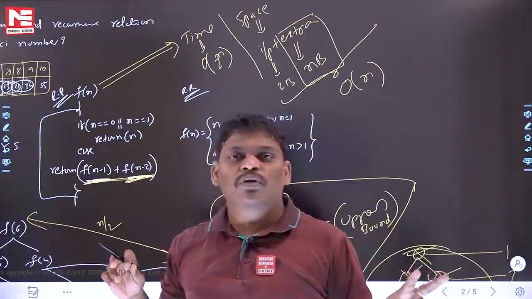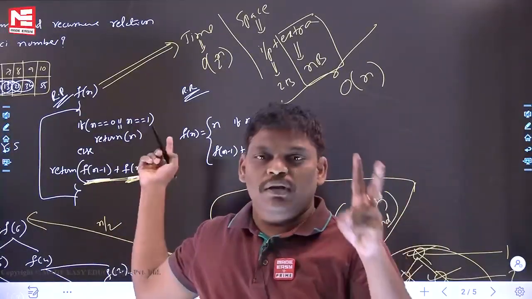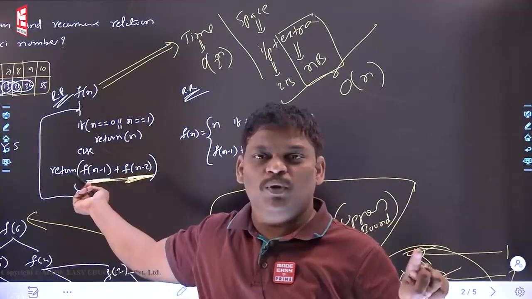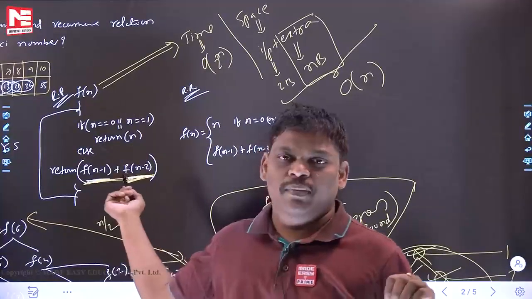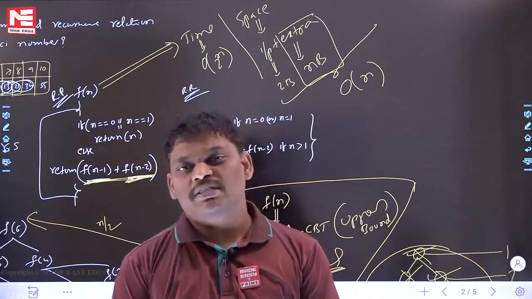Totally, I want to say that I did 3 things in this problem. For the Fibonacci of n, writing the recursive program, writing the recurrence relation. Next, analyzing this program. Analyzing means finding time complexity and space complexity.